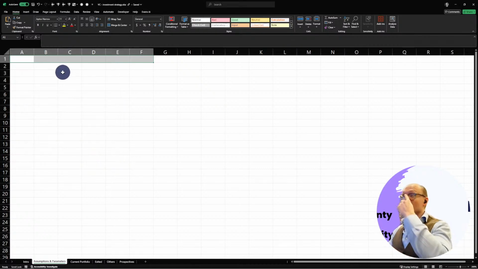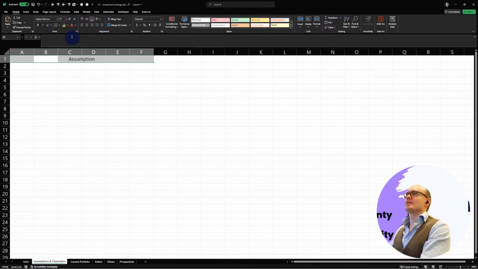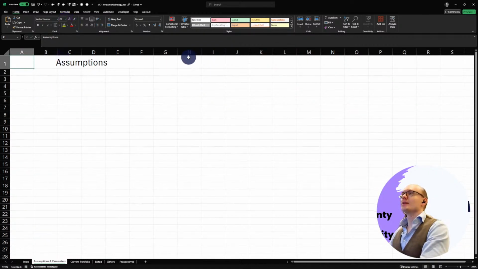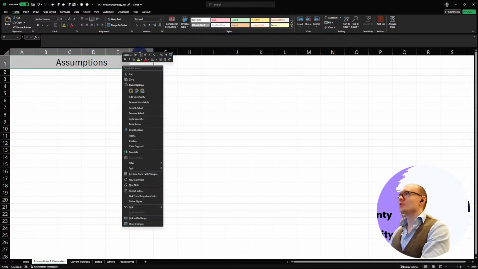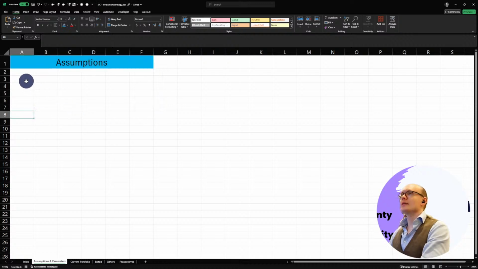So I like to do it this way, because that means we can just write here in the first cell, and it will automatically fill out all the cells here that we've marked. I'm just going to write this as assumptions, so you can see this is exactly what I was alluding to. We're going to make it a little bit bigger, and now we're going to give it a different color, because I like to do these sort of things. Here we go. We can make this perhaps nice and blue. Yeah. All right.